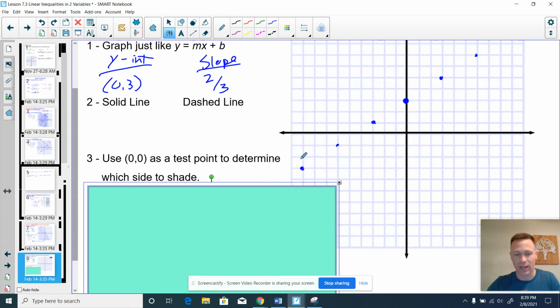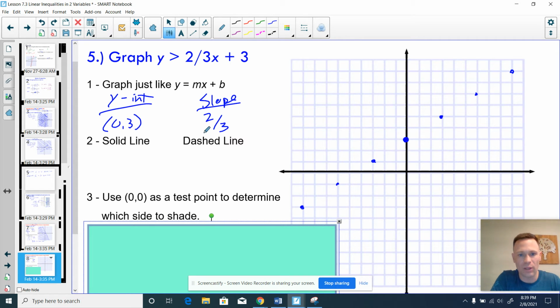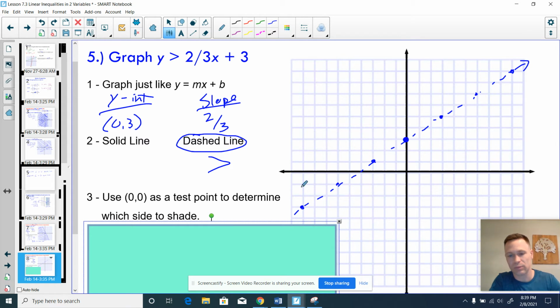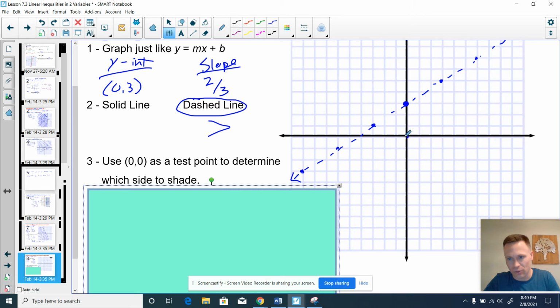Okay, and I haven't graphed the line yet because I have to know, is it solid or dashed? So looking at this symbol, I have greater than. That means it's going to be a dashed line because it does not have the equal sign under it. So I'm going to dash this line the best I can. There we go. Now again, that means that any point on that line is not part of the solution. So then, again, we're going to test 0, 0. 0, 0 is right here.